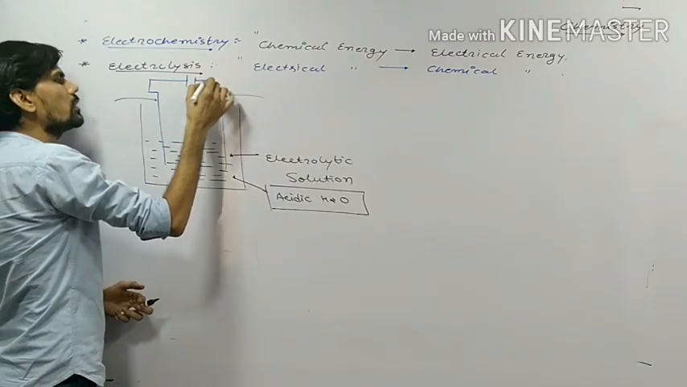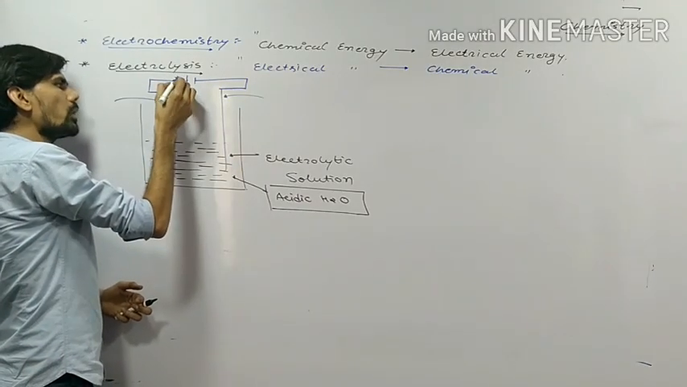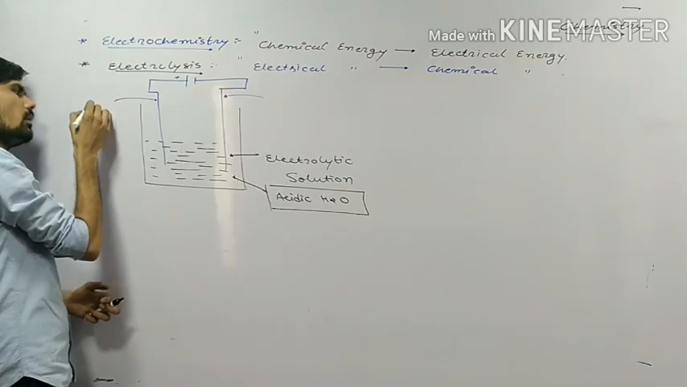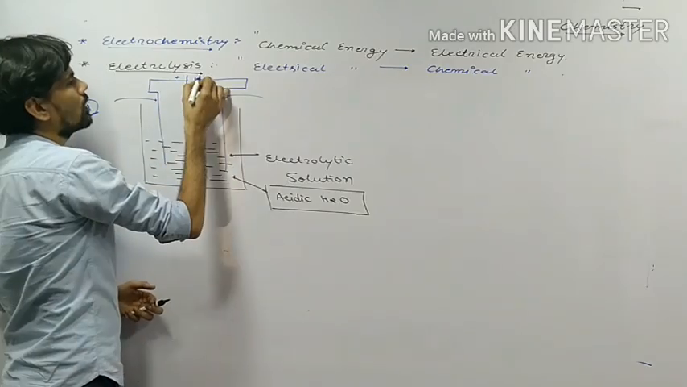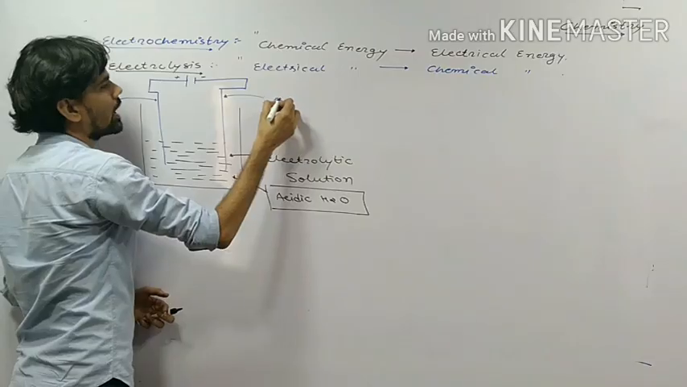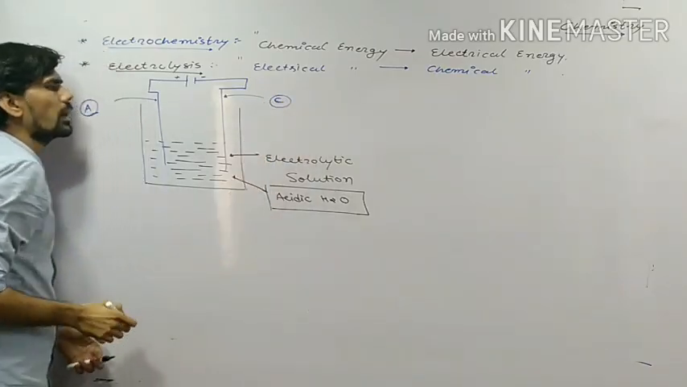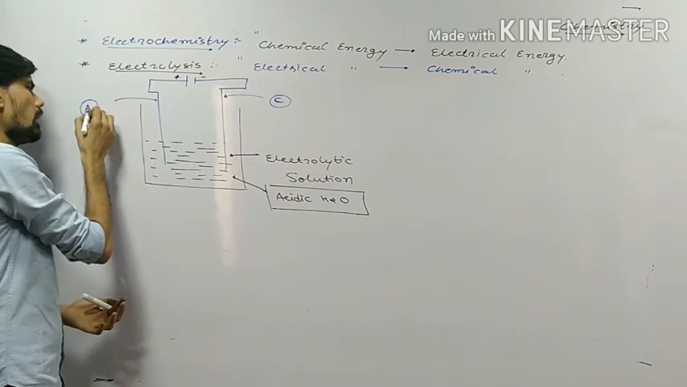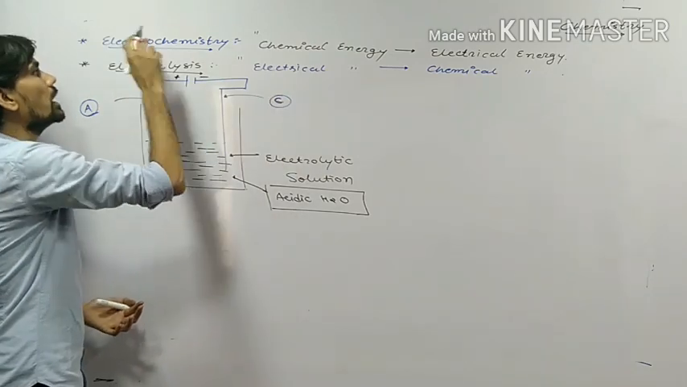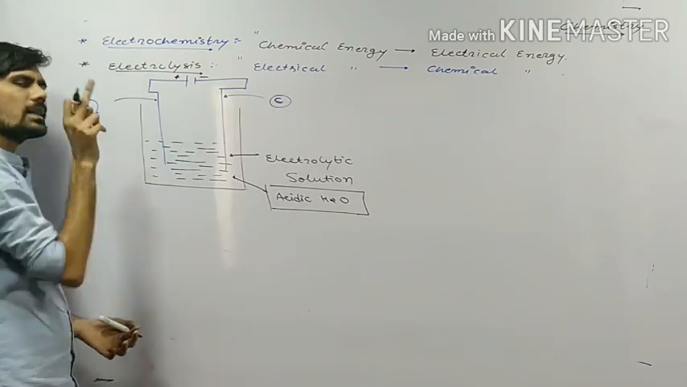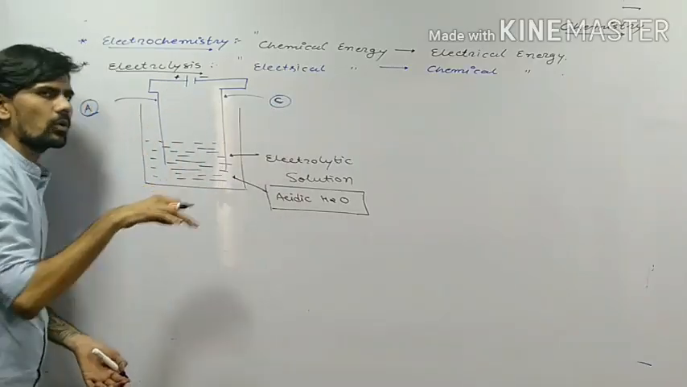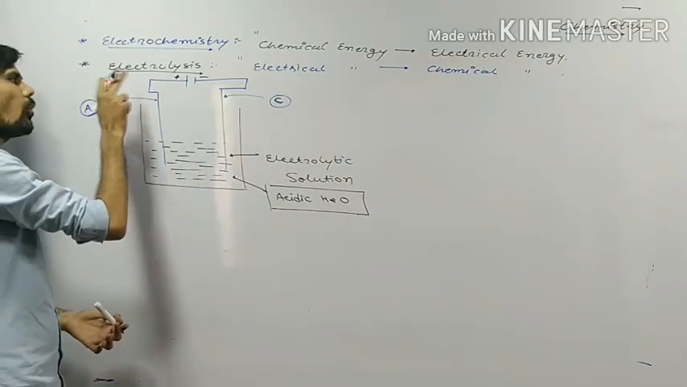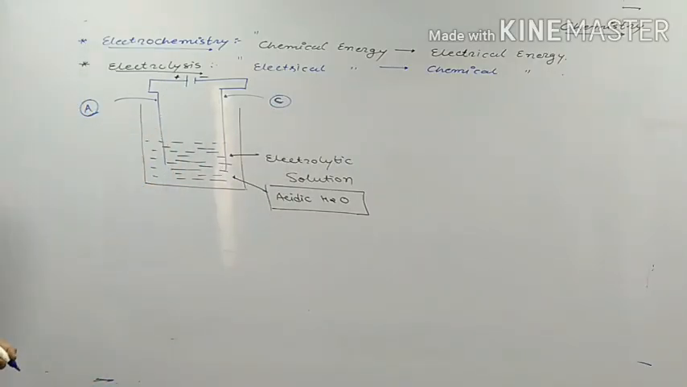Which one is connected with positive? It is called anode. Which one is connected with negative? It is called cathode. Okay. Positive anode, negative cathode. In electrochemistry, anode is negative and cathode is positive. But in electrolysis, anode is positive and cathode is negative.